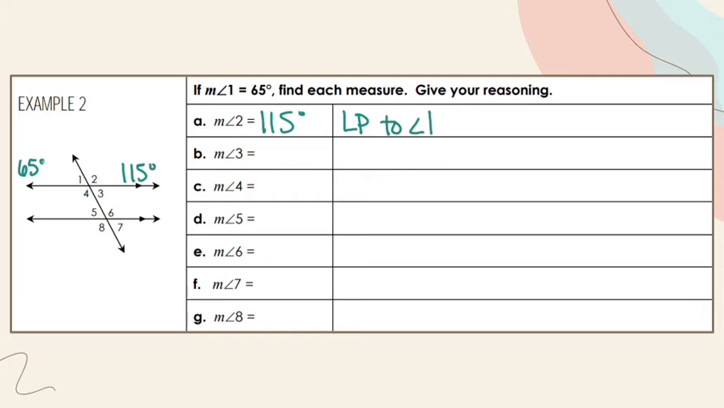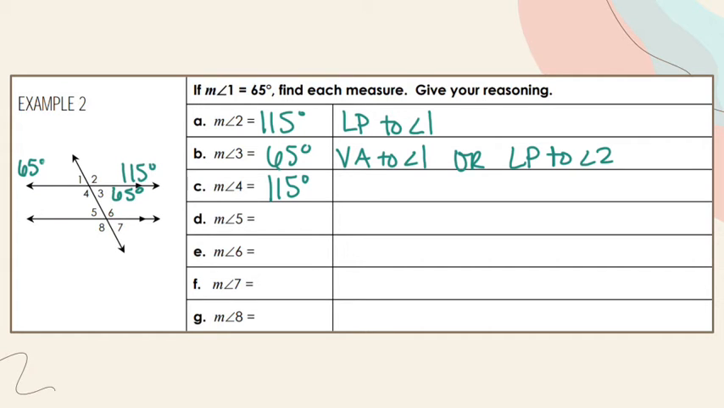Now, angle 3 is going to be 65 degrees. Reason being, it is a vertical angle to angle 1. Or you could have said it is a linear pair to angle 2. All right, angle 4 is going to be 115 degrees. Oops, forgot to write angle 3 in here.